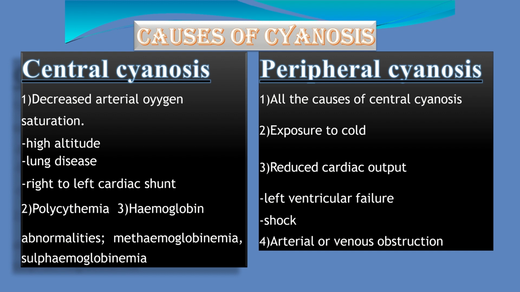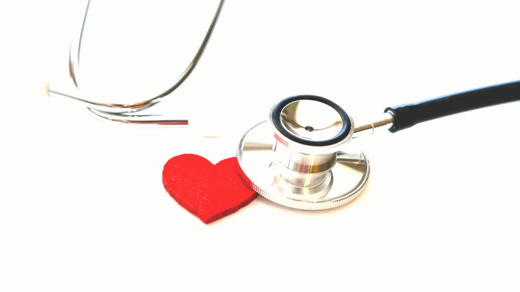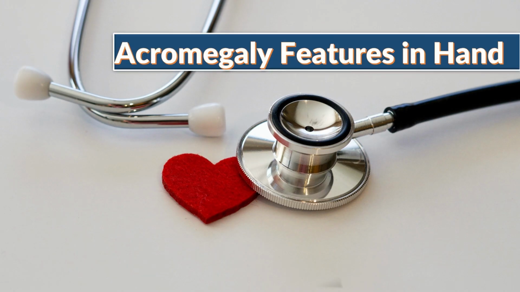Peripheral cyanosis occurs in all causes of the central cyanosis and also when there is exposure to cold, when there is reduced cardiac output like left ventricular failure or shock, or when we have arterial or venous obstruction. Also examine the hands for other features like acromegaly.